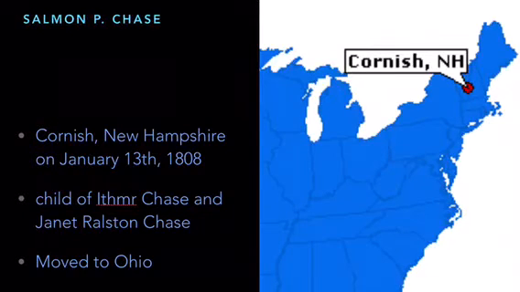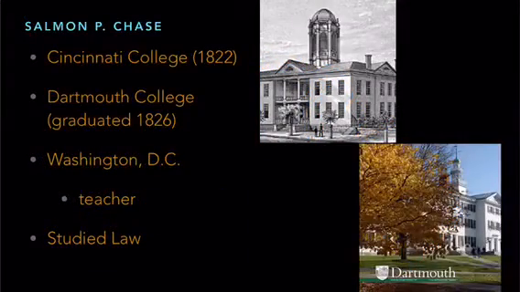After his father died, he moved to Ohio to live with his uncle. He attended Cincinnati College in 1822 and Dartmouth College. He graduated in 1826. After graduating college, he went to Washington, D.C. and worked as a teacher. After working as a teacher, he studied law under U.S. Attorney General.